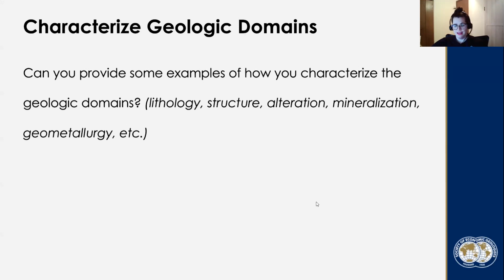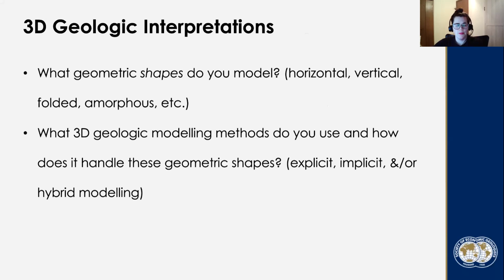So next, let's talk about when we have all of our data, we think it's valid and we're ready, and we have it flagged or grouped into different codes of sorts. Now we can do either 2D or 3D geologic interpretations. For this one, I want to talk about the geometric shapes that we model. We've already talked about the geologic properties we'd be focusing on, but what about the different shapes? And what type of methods would you use for the modeling?